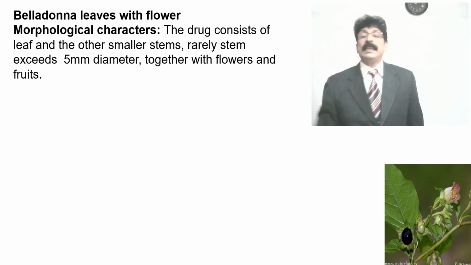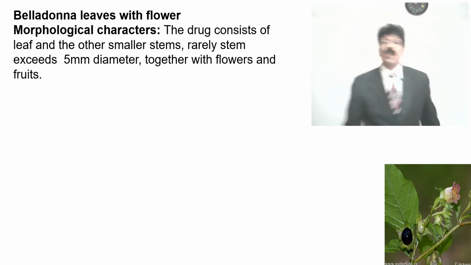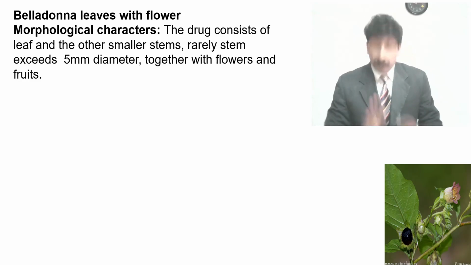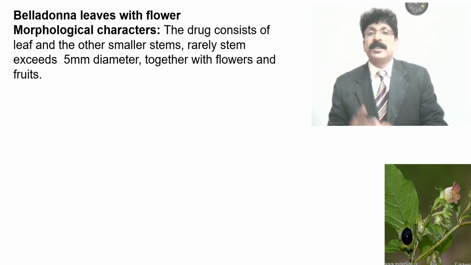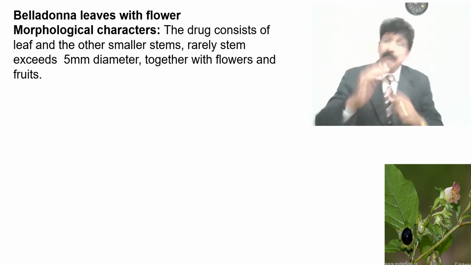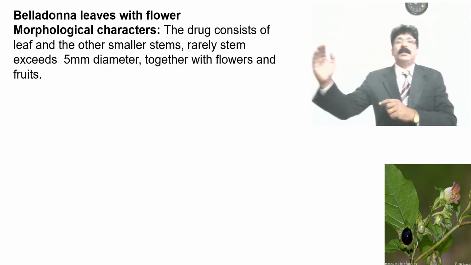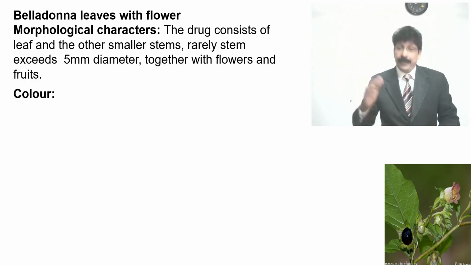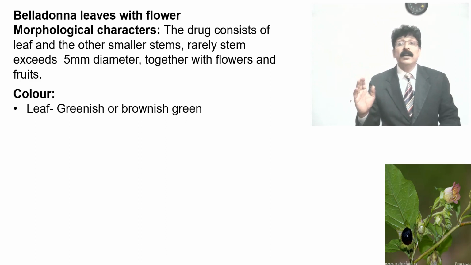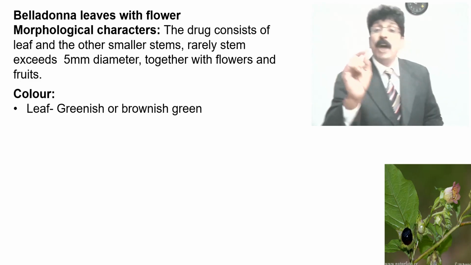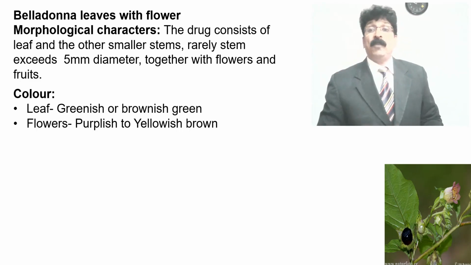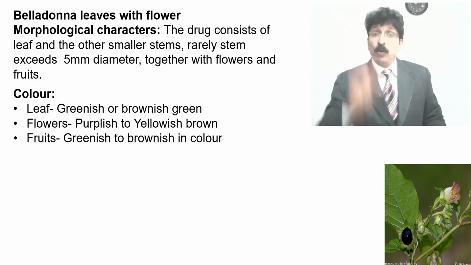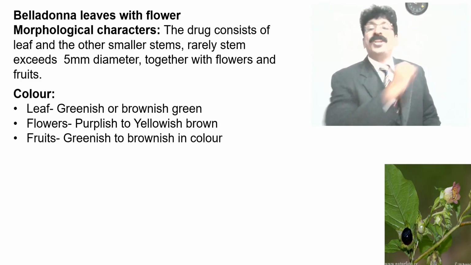Morphological character. The drug consists of leaf and their small stems. Rarely does the stem exceed 5 mm diameter. Together with flowers and fruits, the aerial part is used. Color: leaf greenish or brownish green. Flowers purplish to yellowish brown. Fruits greenish to brownish in color.